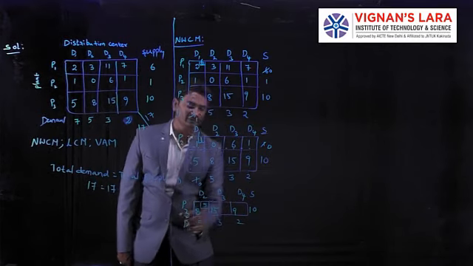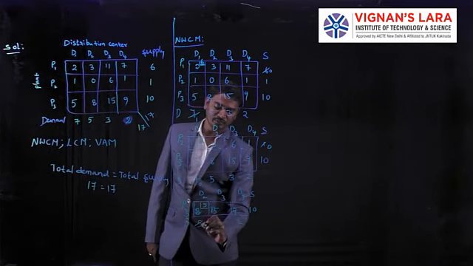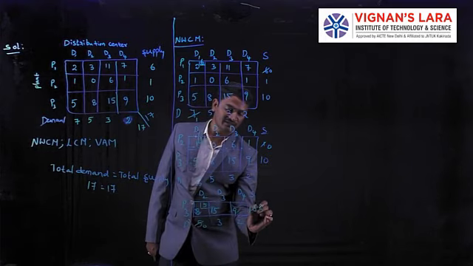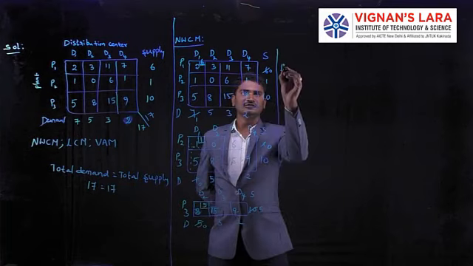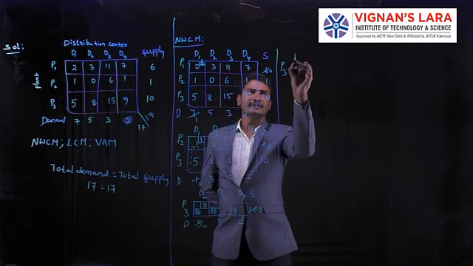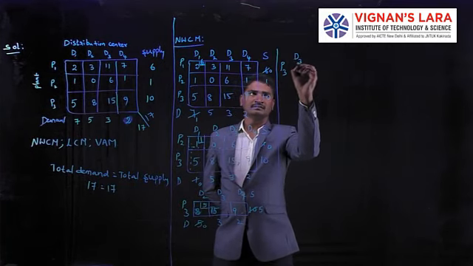After allocating 5 units, the demand is 0, that supply is, means balance is 5 units. Okay. Here I am going to delete D2, distribution center 2. Why? Because the demand is satisfied. There is no requirement.